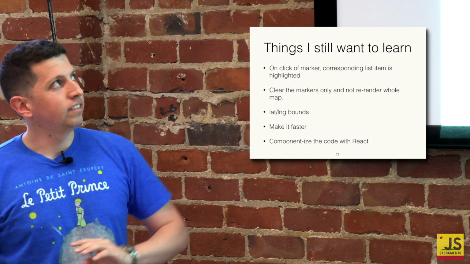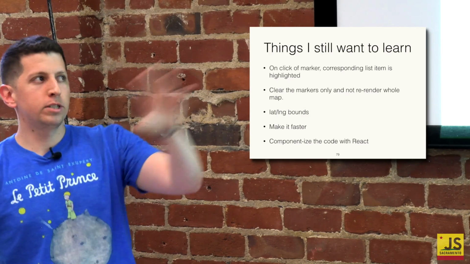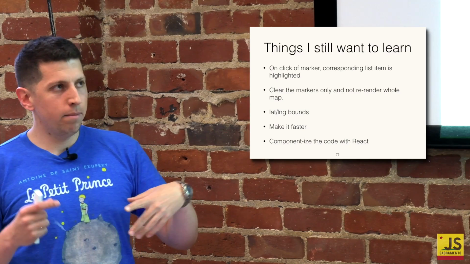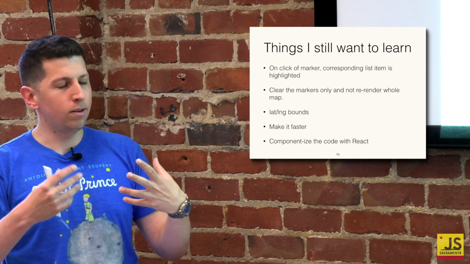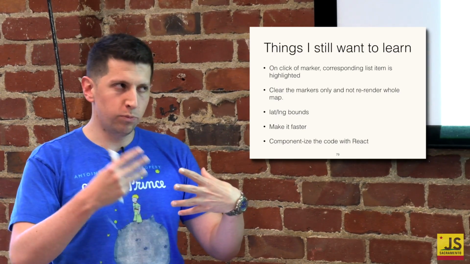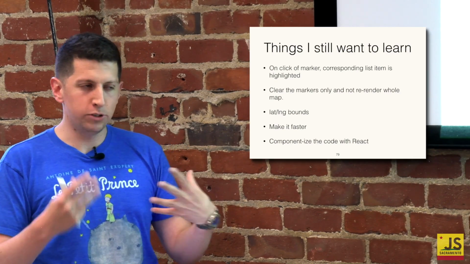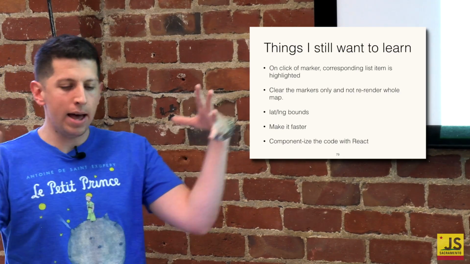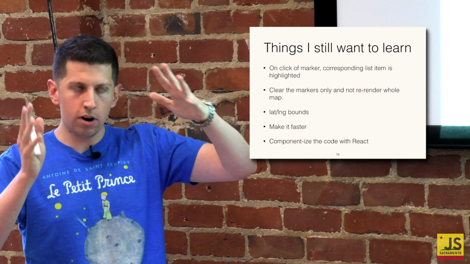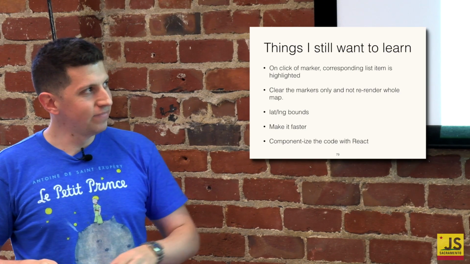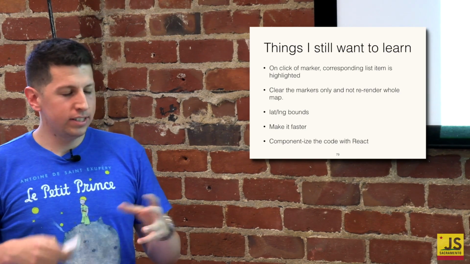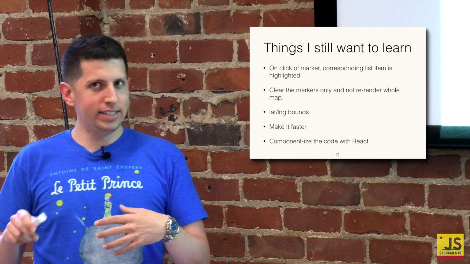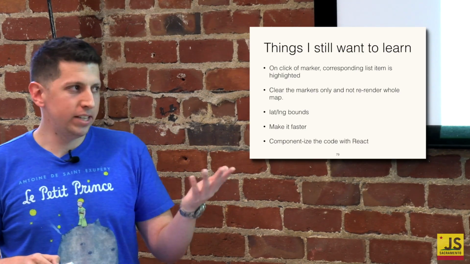Things I still want to learn. Things like on click of a marker on the map, the corresponding list item would be highlighted. I still don't yet know how to do that. Every time I'm getting new data, I'm having to re-render the map. I really want to just re-render the markers, but I couldn't get the code to work right, so that'll be code for later. There's this idea that you can have the visuals of the map be only what the markers are on the screen. Couldn't get that to work either. Make it faster, it still feels a little slow. Componentize it with React. I don't know how to componentize it yet, but things to learn in the future.